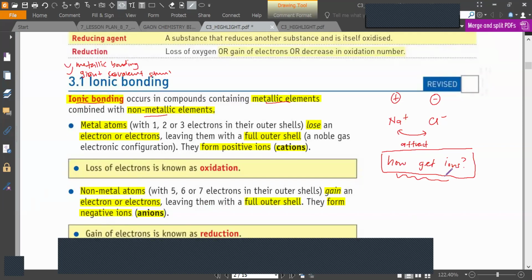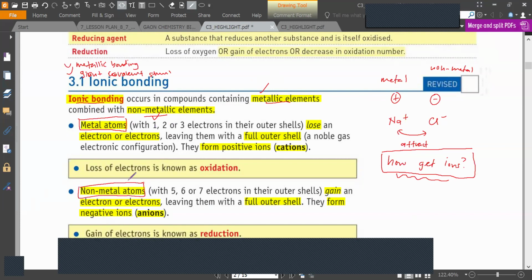So this is what we will discuss now. For ionic bonding, we always have a metal plus a non-metal. Always we will have a metal combined with a non-metal for ionic bonding. And then, what will happen with the metal ions? And what will happen with the non-metal ions?